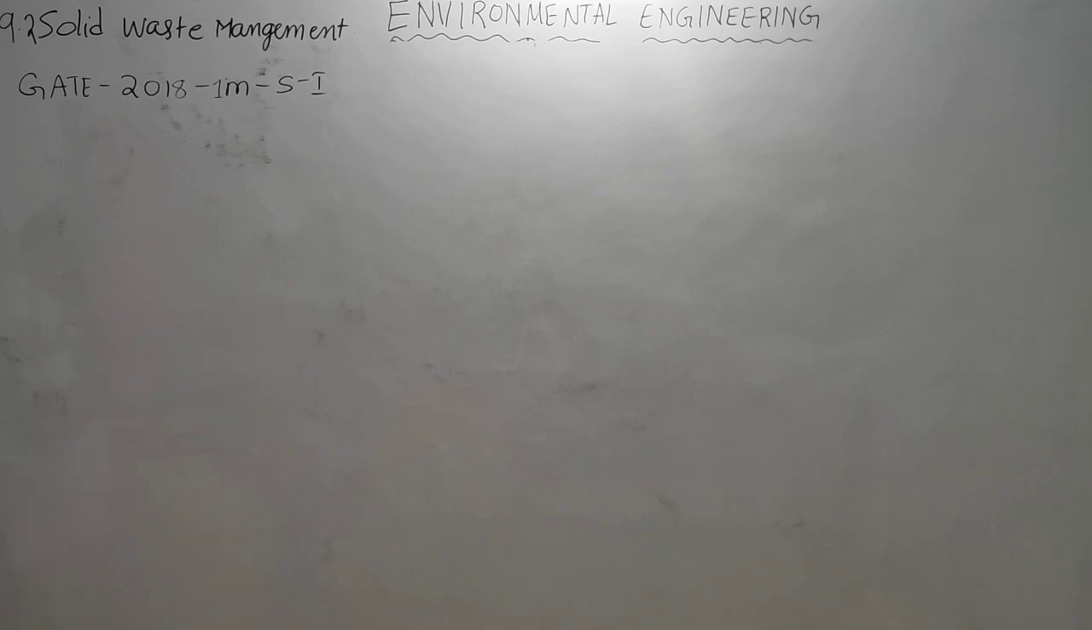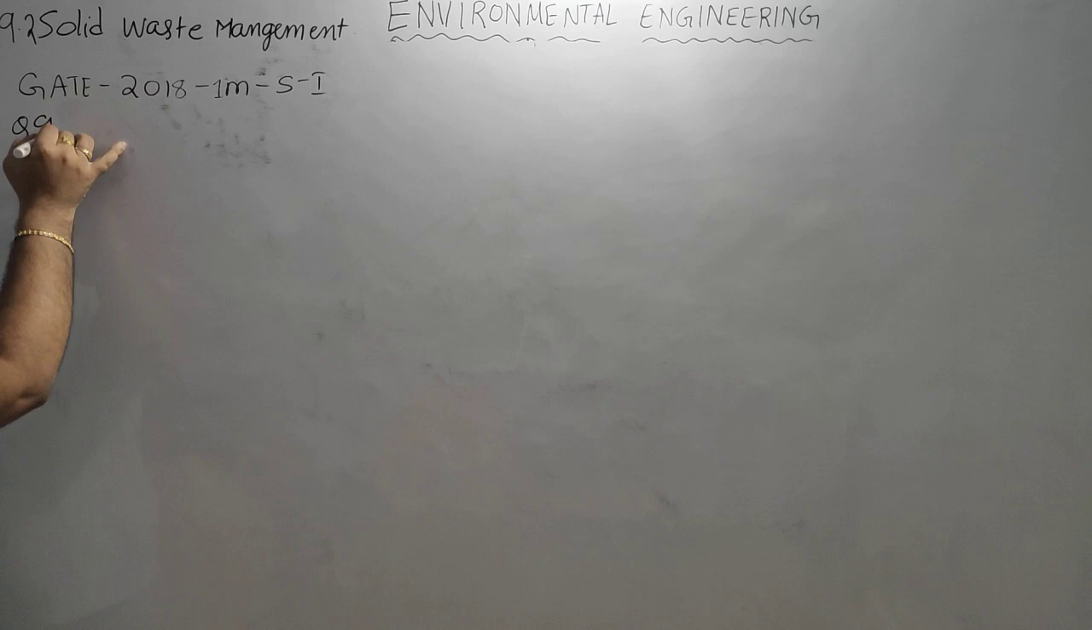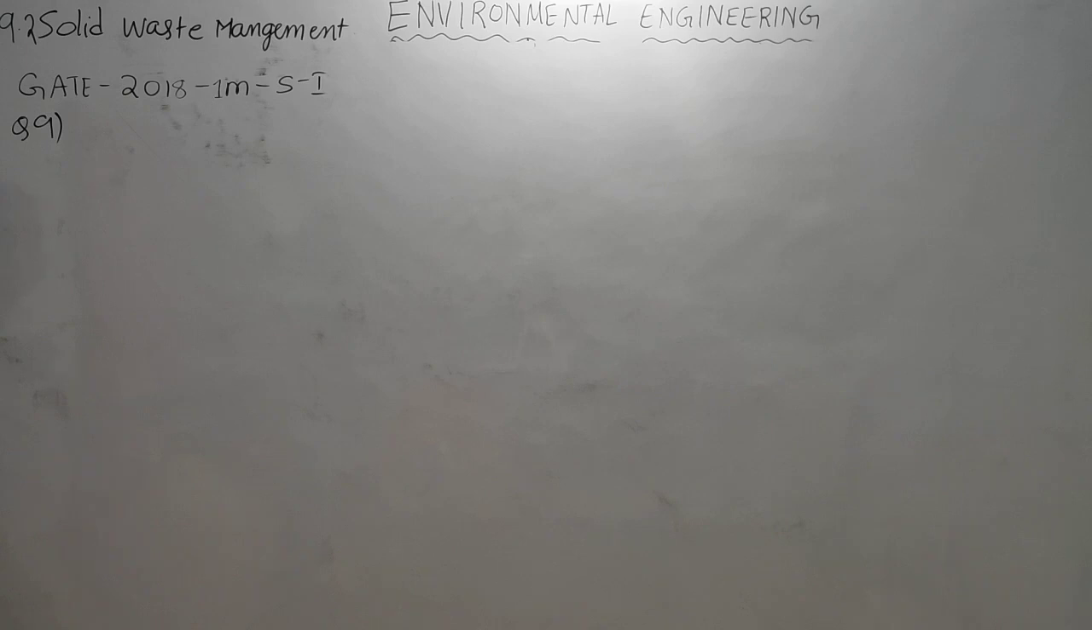A city generates 40 into 10 to the power of 6 kg of municipal solid waste per year, out of which only 10% is recovered, recycled, and the rest goes into landfill. The landfill has a single lift of 3 meter height and is compacted to a dry density of 550 kg per meter cube. If 80% of the landfill is assumed to be municipal solid waste, the landfill area required would be in meter square. So this is the question.